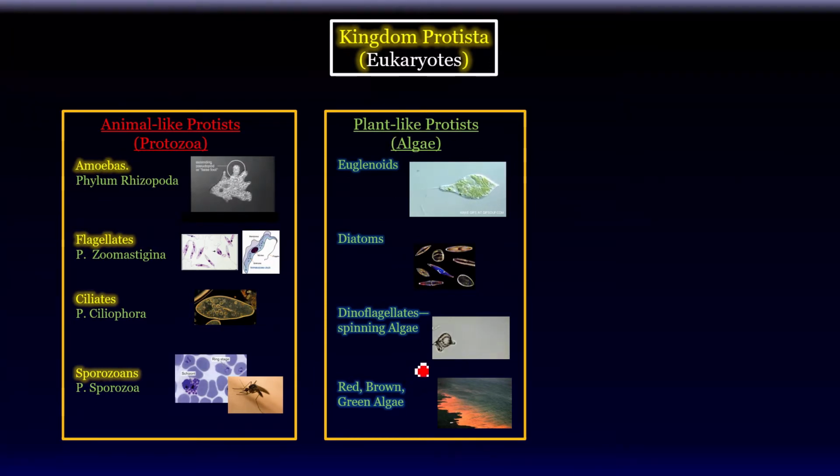So let's begin then with our conversation for today, and that is the plant-like protists. There are 4 specific types that we're going to talk about. The first, the euglenoids, diatoms, and the dinoflagellates, and the red, brown, green algae. So the red, brown, green algae. So let's talk about the euglenoids first.